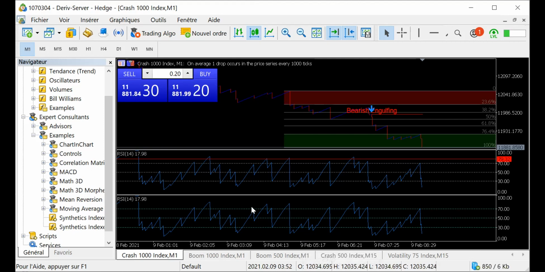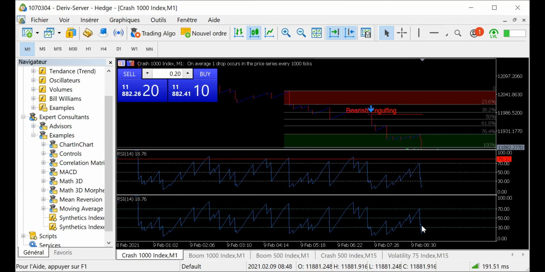Good. So here, how to proceed to kill Crash and kill Boom? You do your analysis taking into account only the RSI, the Relative Strength Index, this space, and you take into account the spike.